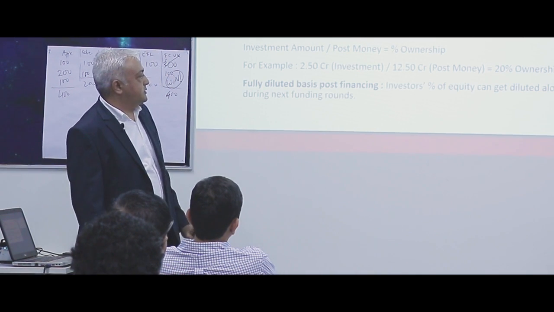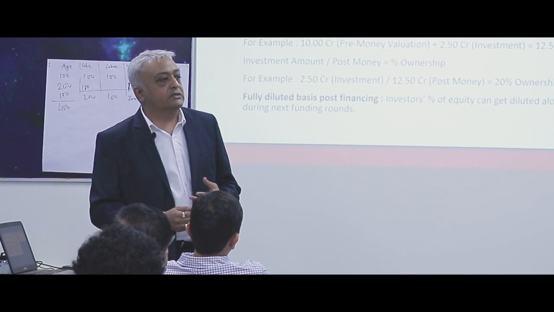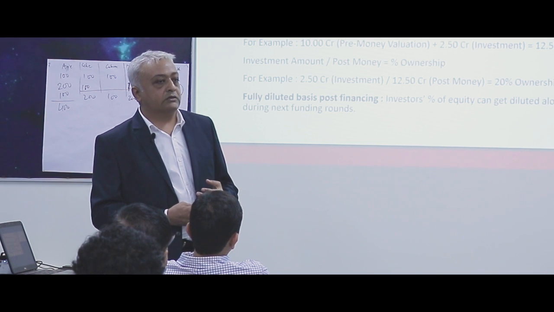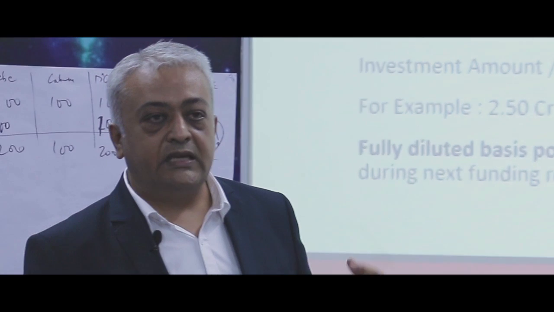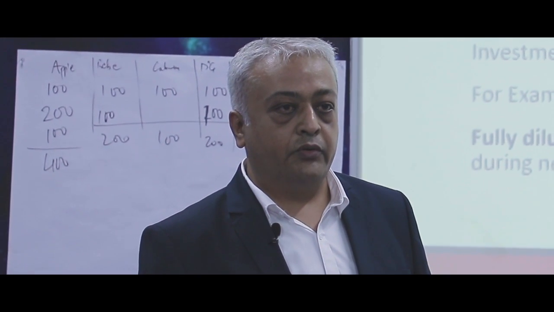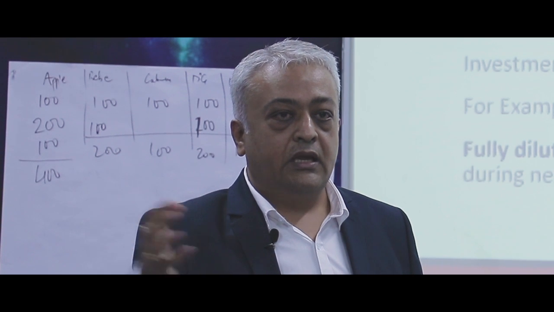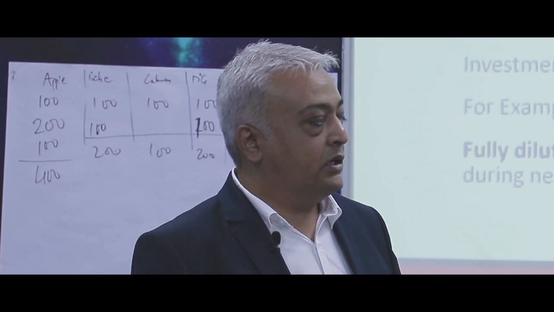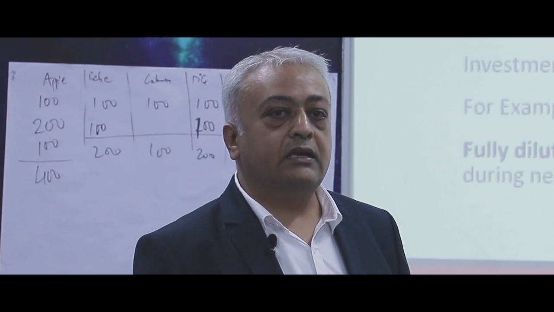Fully dilutable basis post-financing. So you have given away 20% equity to the investor, and let's say there is a new investor later on down the line, after 6 months, coming in and ready to invest. What happens at that point of time? If you give away additional equity to the other investor along with founder members, even the existing investor is going to dilute his stake in the company.